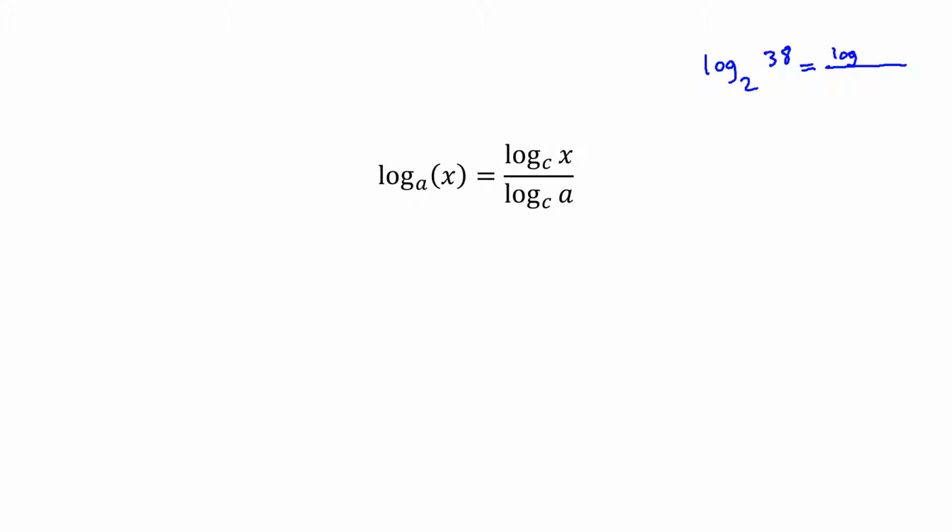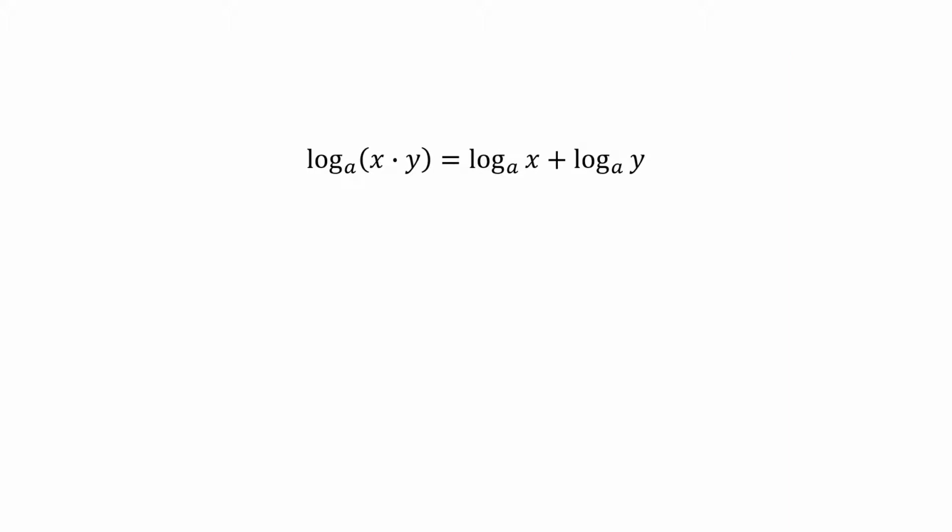So log base 10, log base 10, and what goes up at the top is our original argument, which is 38. What goes at the bottom is our base, which is 2. So we just have to put this into the calculator and come up with a decimal value.